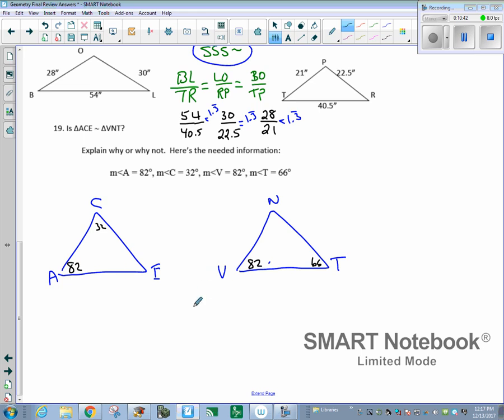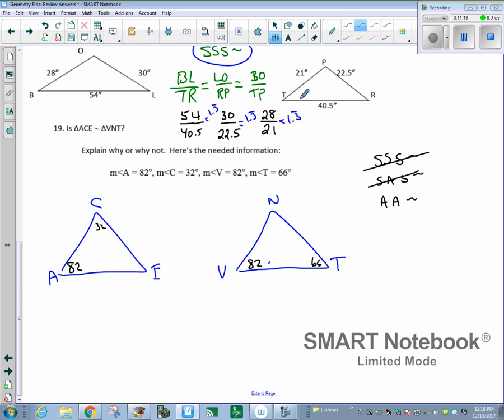Well, since the only thing I have is angle information, remember our choices of similarity are side-side-side similarity, side-angle-side similarity, and angle-angle similarity. Of these, since I don't have any side information, I'm throwing that one out. With no other side information, I can't use side-angle-side, so I'm going to look for angle-angle. At this point, I have one pair of angles, the 82, A and V are congruent to each other. So far we're on the right path, but the problem is we don't know anything about C and N, and E and T.